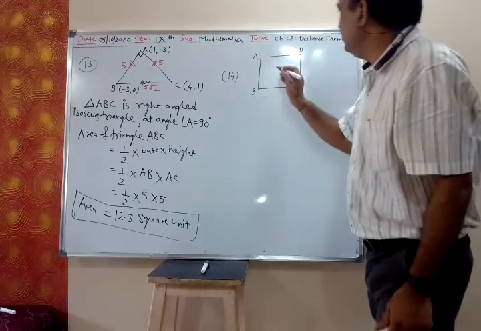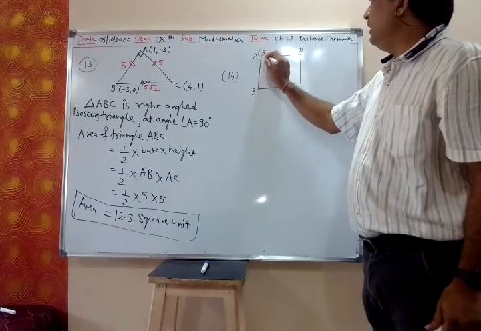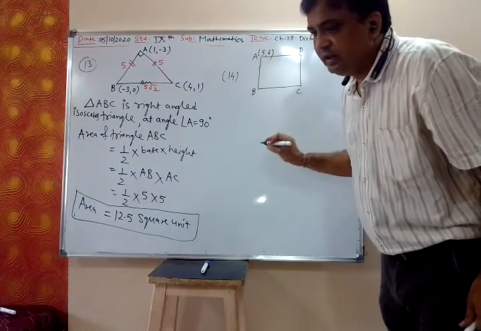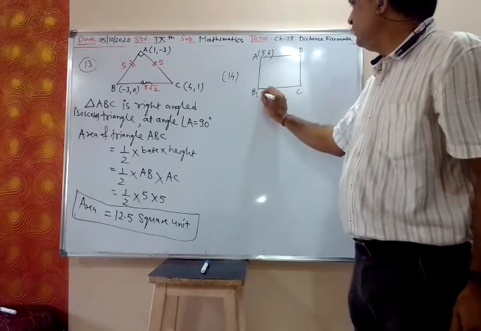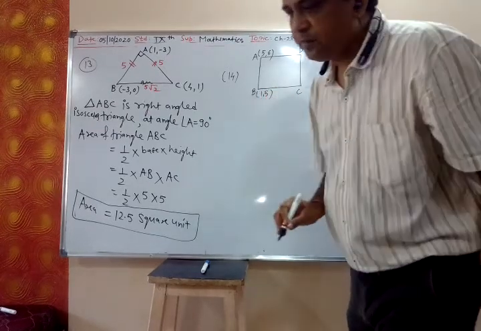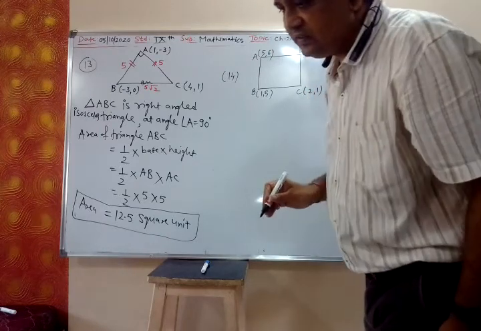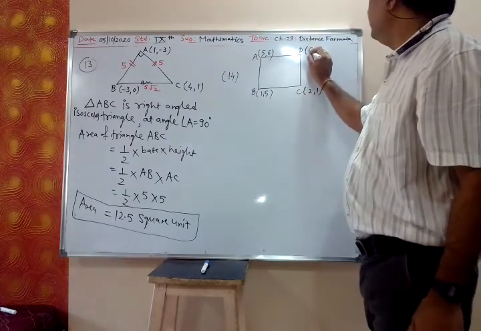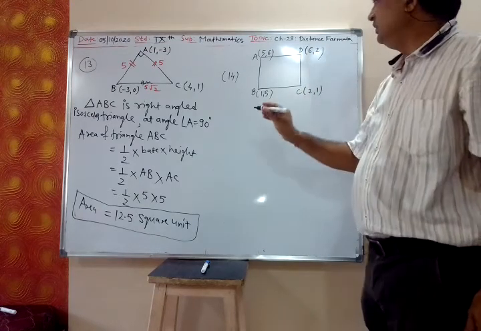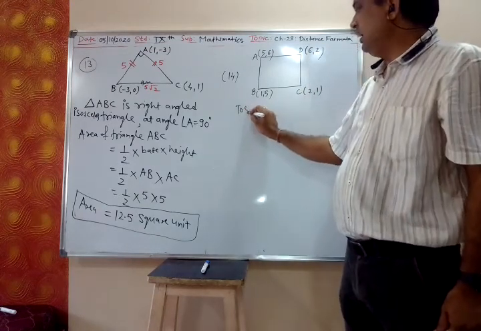Yes, A is 5, 6, B is 1, 5, C is 2, 1 and D is... wait. To show that, write on this beginning part.